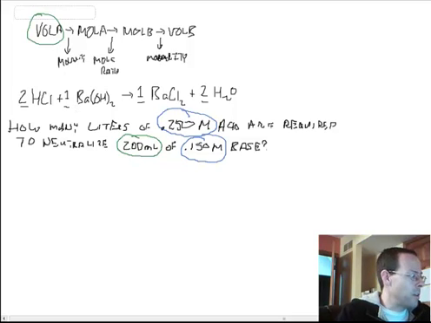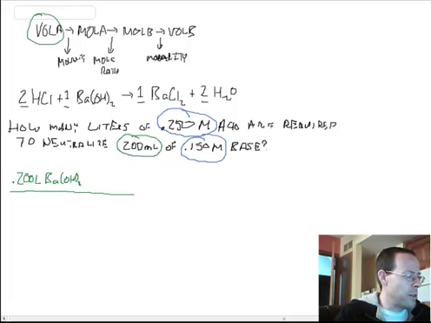Alright, so I'm going to start my fence and rail like this. 0.200 liters. I'm going to write barium hydroxide. I want to write my unit because it's going to guide me. So don't not write your units. And we're going to do a fence and rail. And for our next step, we let our units be our guide. If we have liters on top, we need liters of barium hydroxide on bottom.